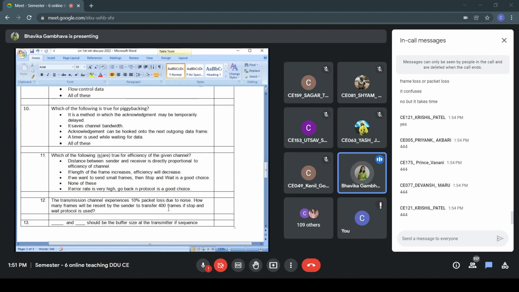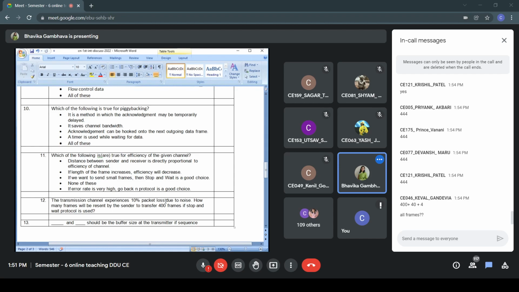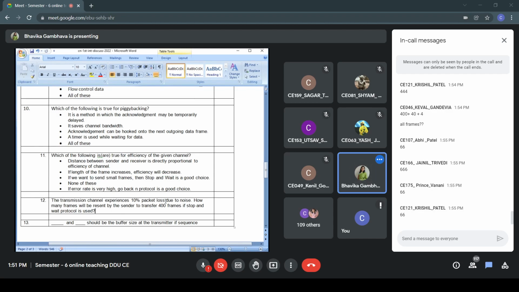Yes, nice. Then it should be 444, because 400, then 40, and then 4. Yes, exactly. Generally, the practice is like this. If it was 600, can you tell me what you will write? How many frames will be retransmitted if there were a total of 600 frames? Then you might want to think again whether it is 66 or 67.